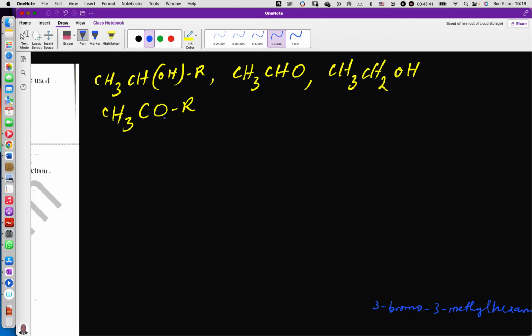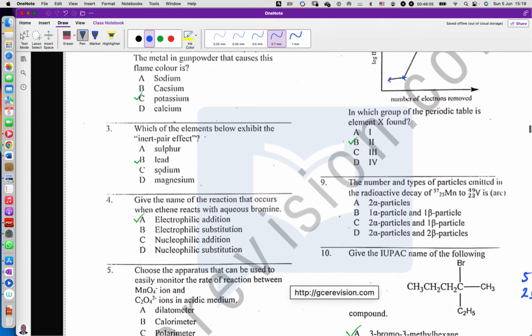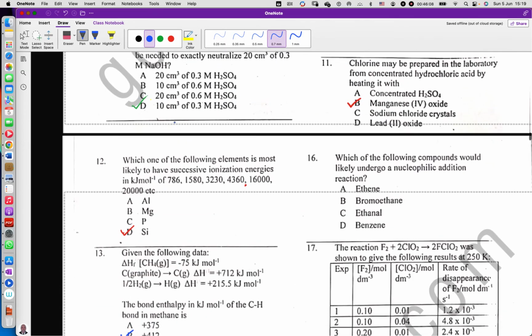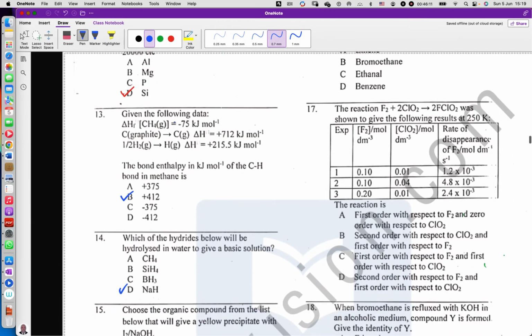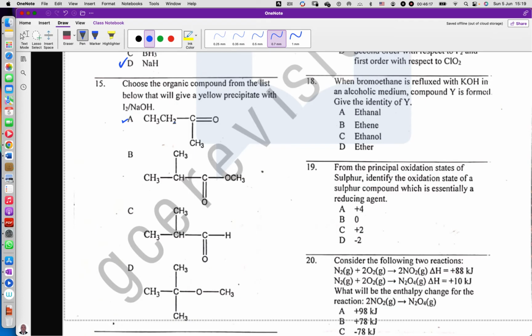So that reagent is used to identify, once more, any compound that has a methyl group on the same carbon atom bearing the functional group. And the end product of it is always a yellow precipitate of triiodomethane. If we go back here, our question says, choose the organic compound from the list below that will give a yellow precipitate with this reagent.